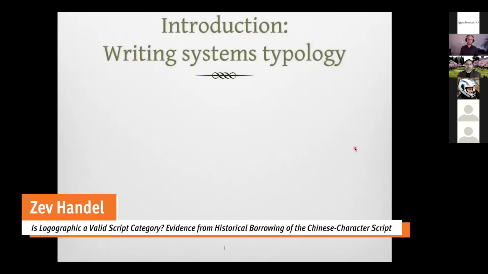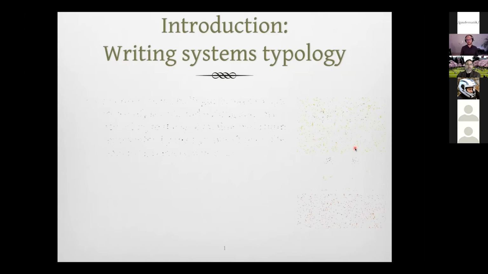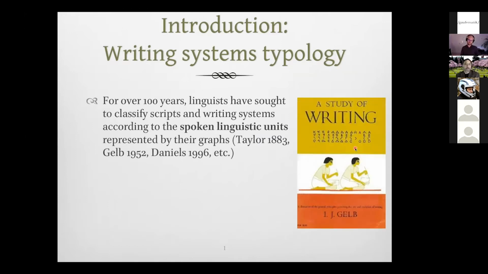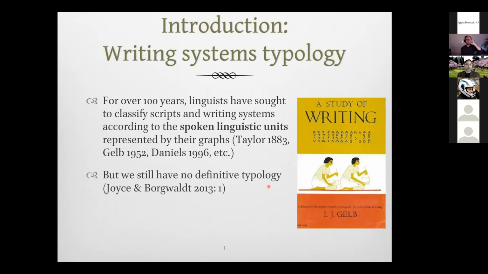Topic of my talk is writing systems typology. This is an area in which linguists have been working for a long time and have generally set up typologies based on the spoken linguistic units that individual graphs of writing systems represent. But despite work that goes back over 100 years, we still have no definitive agreed upon typology within the field. And there are lots of different ways to set up a typology and to make fine-grained distinctions.